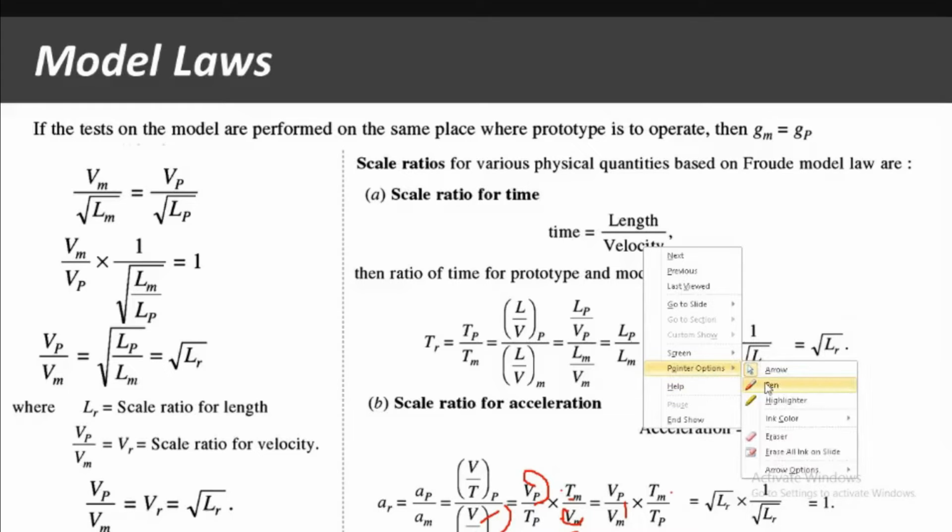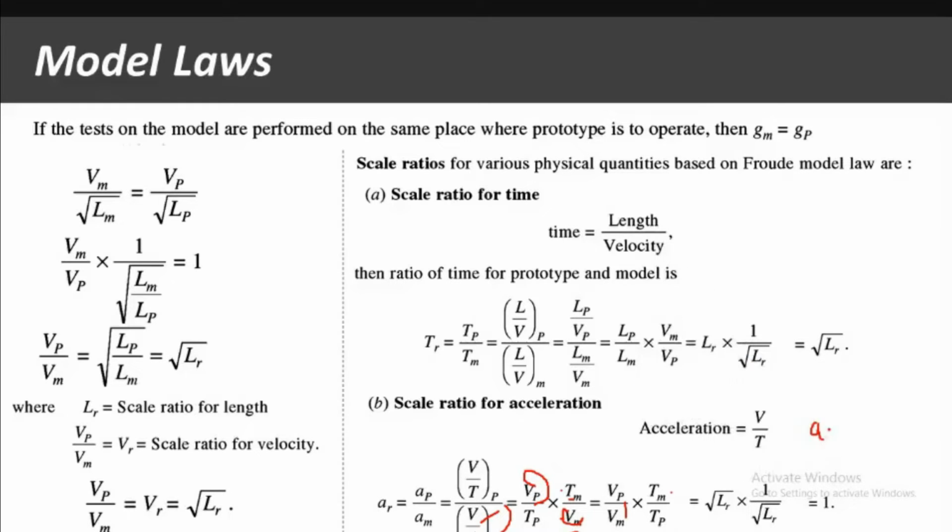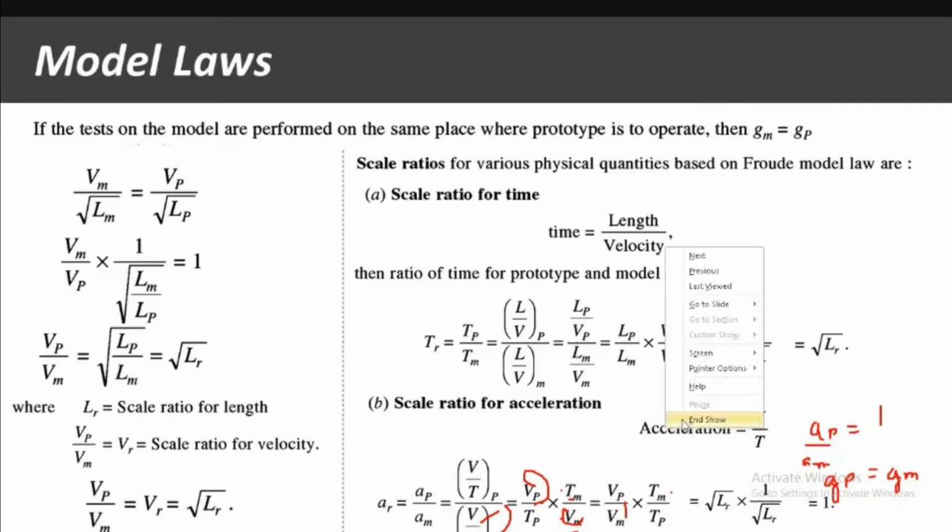That means acceleration of prototype divided by acceleration of model is equal to 1. Therefore, acceleration of prototype is always equal to acceleration of model. Or we can say here gravity is playing the role, so acceleration due to gravity Gp equals Gm.